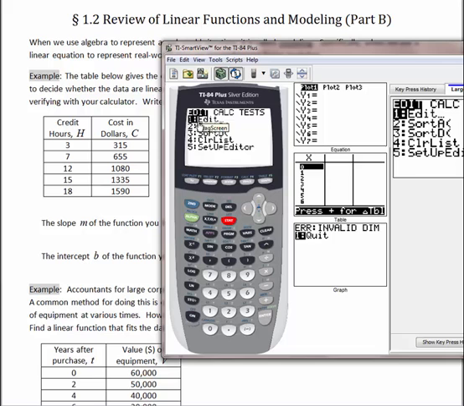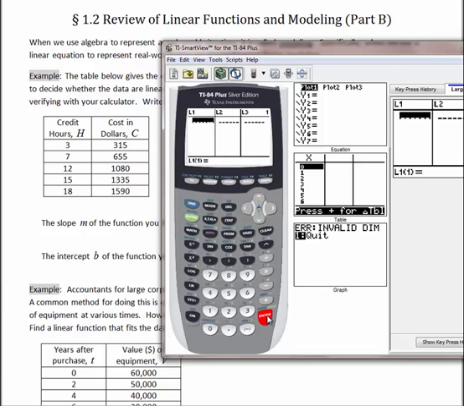And that's exactly what we want to do. We want to edit the data in the calculator, so I'm just going to push enter. I don't have any data in here right now, but if you do, you can get rid of it by using your arrow key to go up, highlight the name of the column, L1, and push clear. Enter, and when you come back down, all the data should be gone. All right, let's put our data in for the first column, the credit hours. 3, enter, 7, enter, and so on.